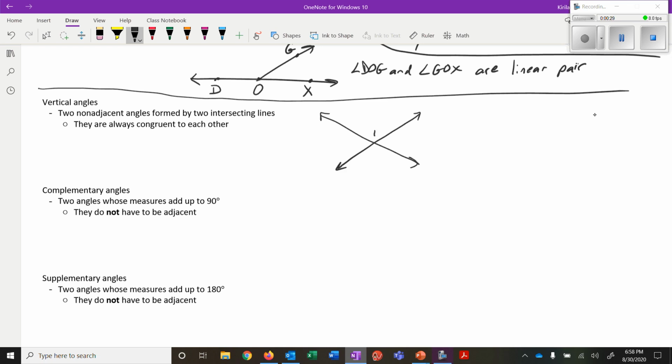So I'm going to start by just drawing two intersecting lines, and I'm going to use numbers to label my angles this time. Angle 1: if I want to know what angle is vertical to that, I have 3 to choose from, but the one I choose has to not be adjacent. 2 is adjacent to 1, so it can't be 2. 4 is adjacent to 1, so it can't be 4. That leaves 3. So angles 1 and 3 are vertical angles.